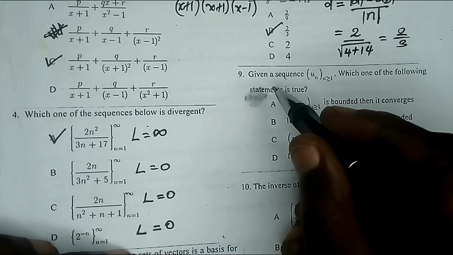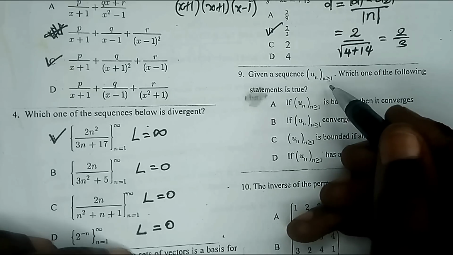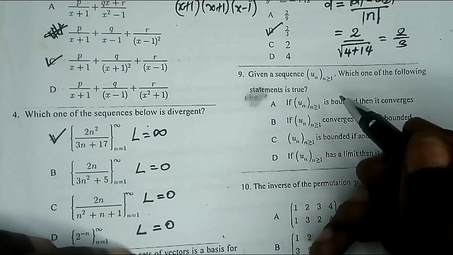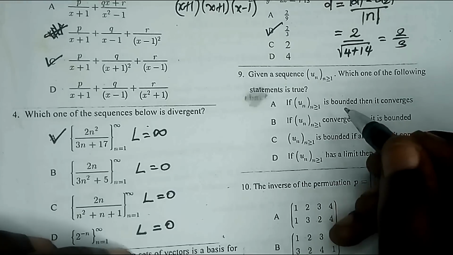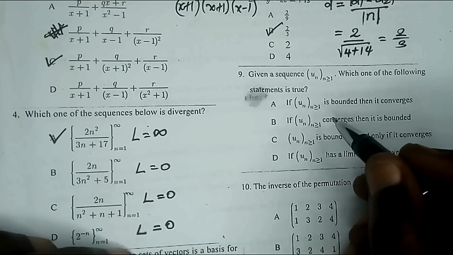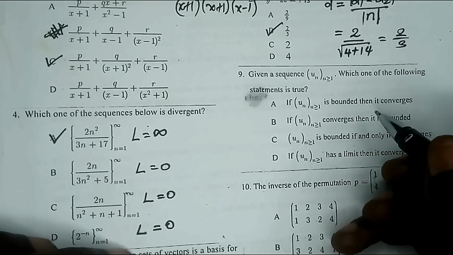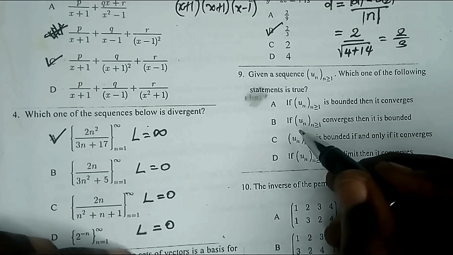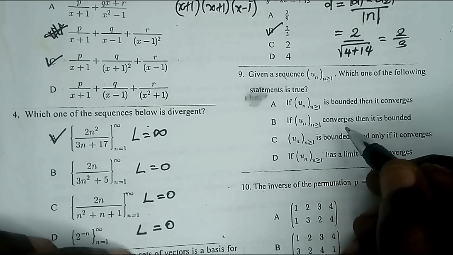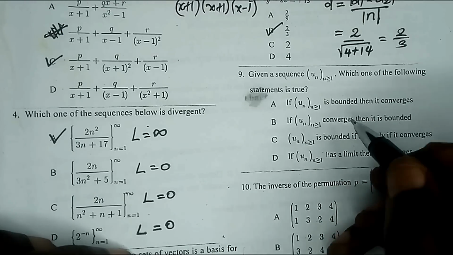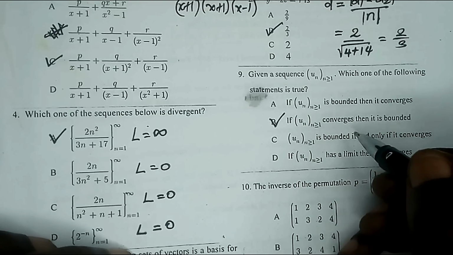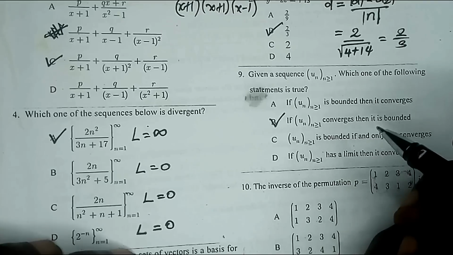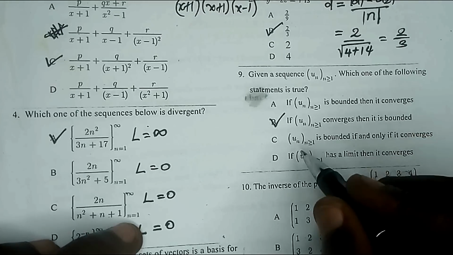In number 9, given a sequence un for n greater than or equal to 1, which one of the following statements is true? If un is bounded, then it converges. This is not always true, because there are divergent sequences that are also bounded. In the second part, un converges, then it is bounded. Yes. The reason is that once un converges, it does so at a particular value, and that value becomes one of the boundaries of the sequence.